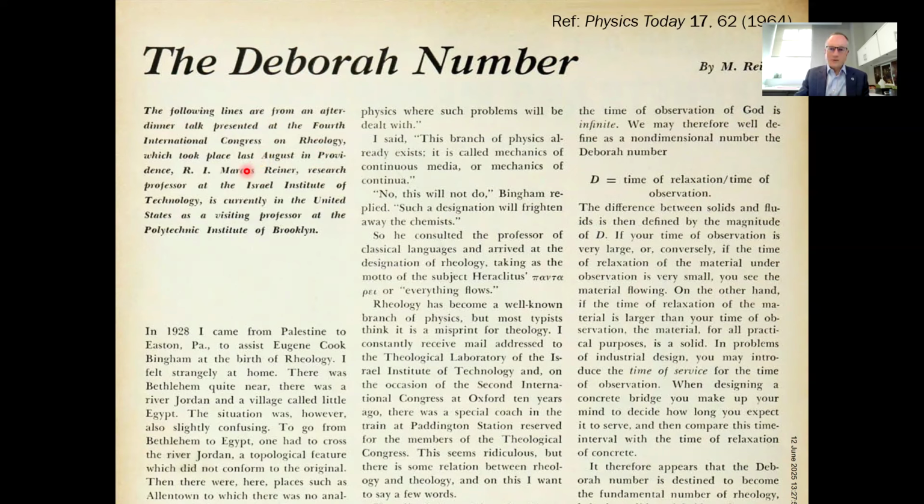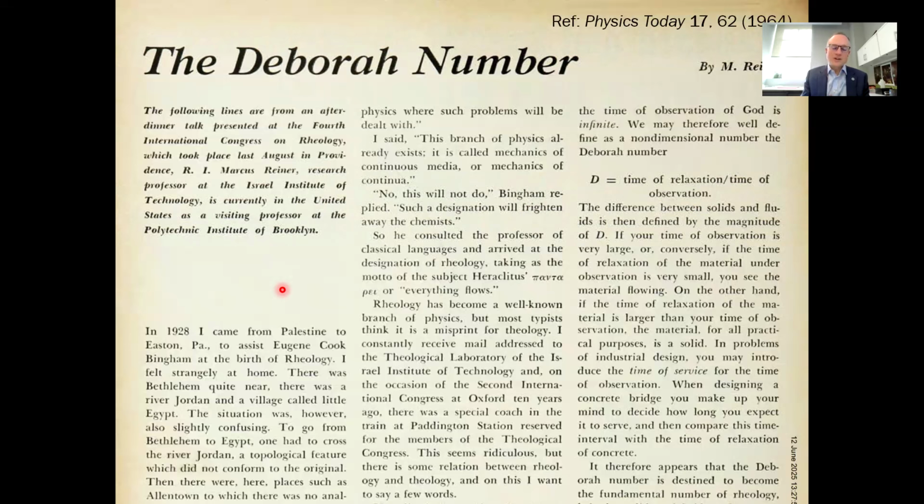Everything from his talk was written down, and it was published the following year in 1964 in Physics Today. And so nowadays, when people want to learn about the Deborah number, they will consult this paper in Physics Today. Now, one of the things that I love about this paper, probably because it comes from an after-dinner talk, is that it opens with a really interesting and humorous story.